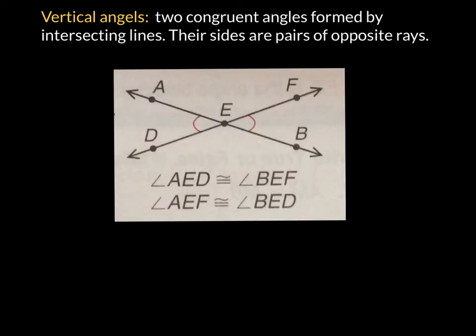So we have angles AED, right here, and we have BEF. Those are vertical angles. So are DEB and AEF. Because when you see them, they're formed by intersecting lines. These two lines here, they intersect. And their sides are the pairs of opposite rays.